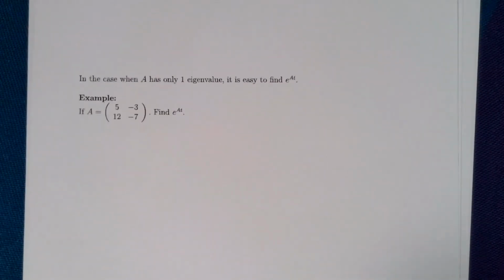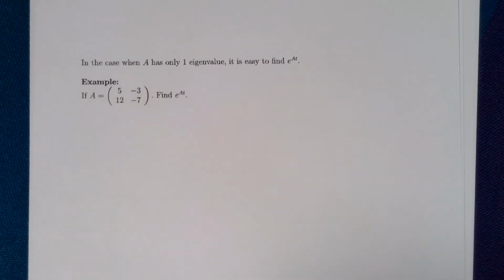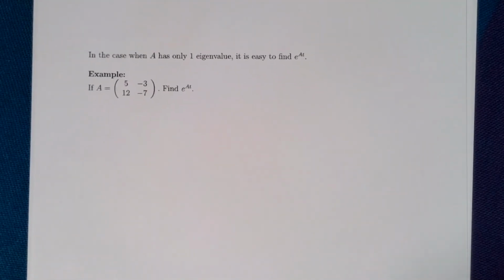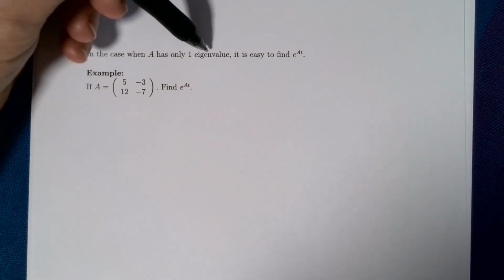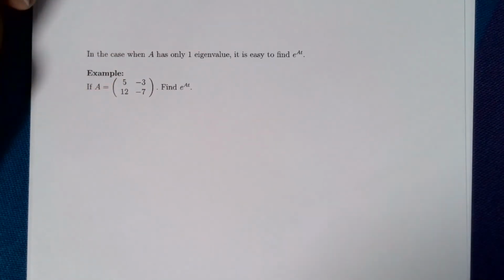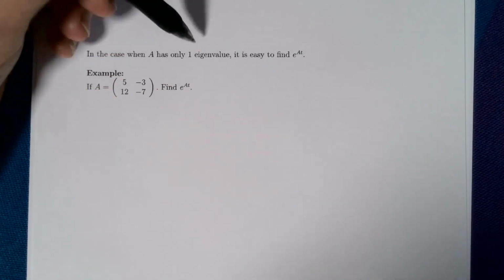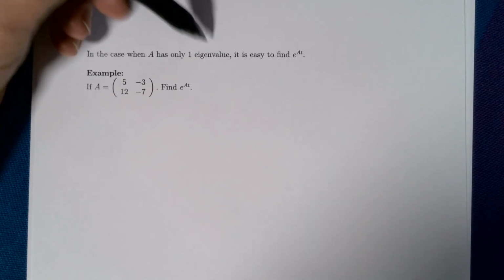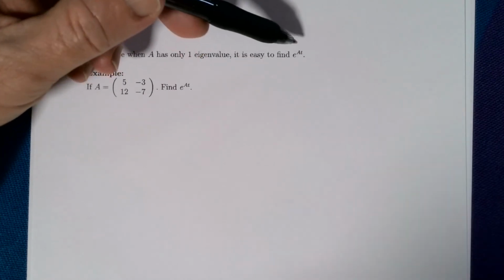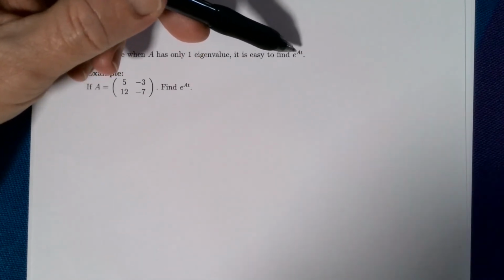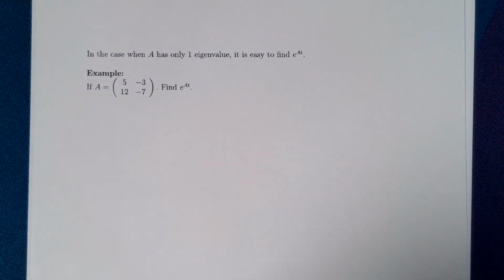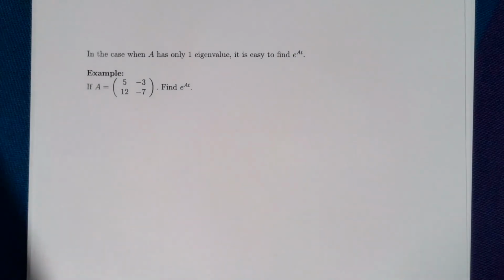Now finally, I wanted to do a couple of examples to show you that in the case where A has only one eigenvalue, then it's really easy to find e to the At. This only works when there's only one eigenvalue. In general, this doesn't work otherwise, but if you've got only one eigenvalue, then you can calculate e to the At with a fair degree of ease without having to do all of the Jordan blocks and forms and things. So I'm going to do a 2 by 2 one of these, and then a 3 by 3 one.